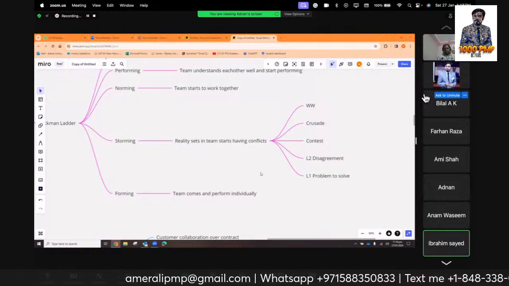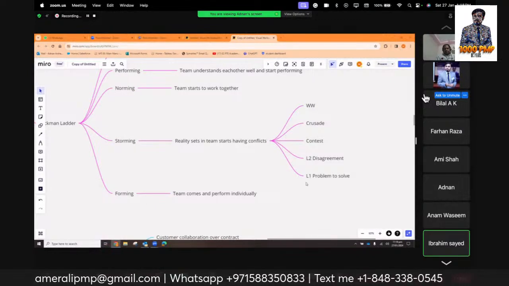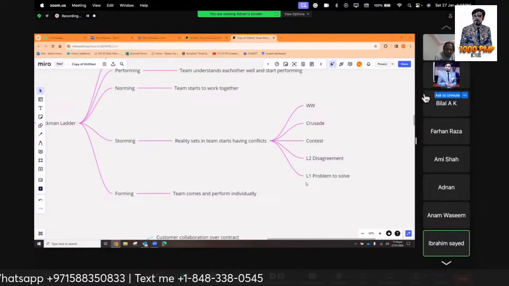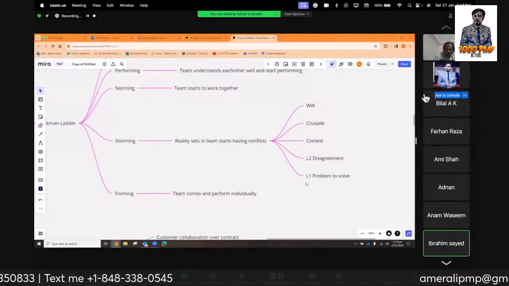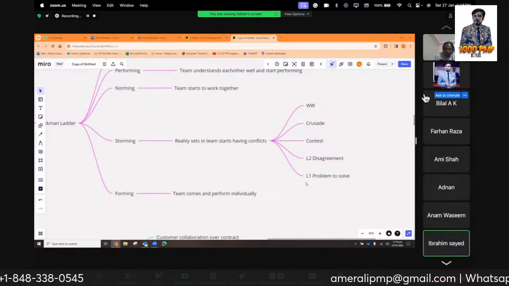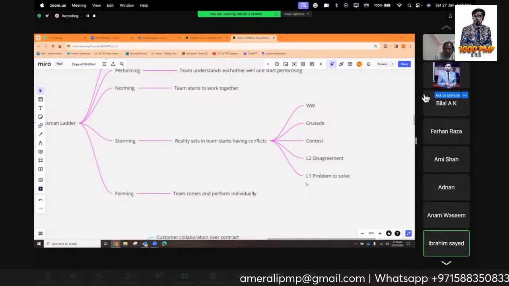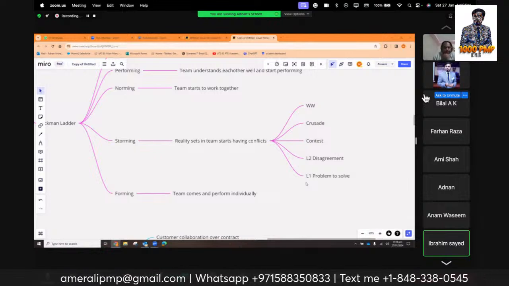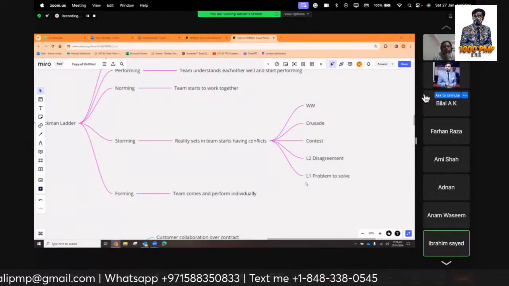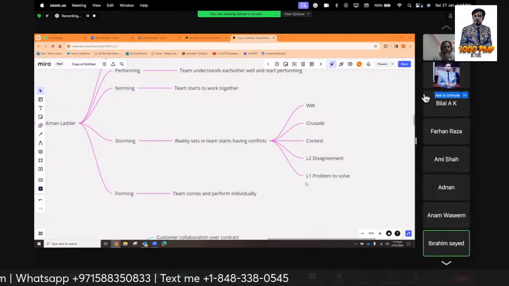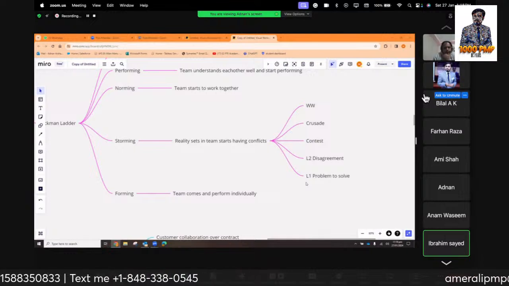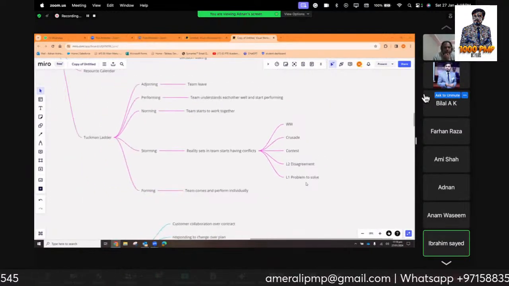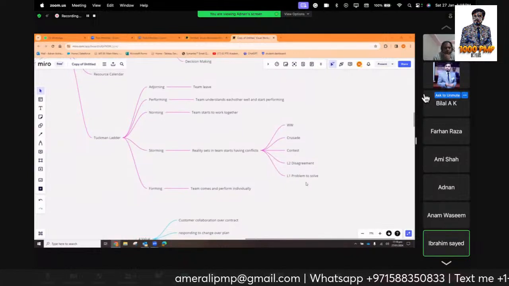L1 is also known as problem to solve, where the project manager does not get involved in the conflict. From L2 to L5, the project manager actually starts looking into the conflict. L2 is disagreement, L3 is contest, L4 is crusade, and L5 is World War. Project managers start de-escalating from L5 to L2.